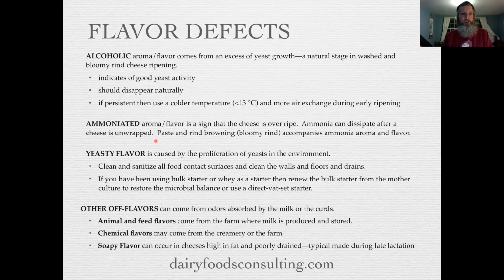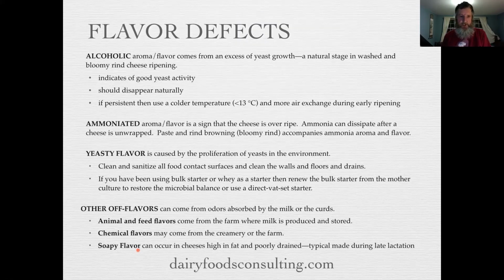Ammoniated is, of course, the sign of a cheese that's getting over the hill. Yeasty flavor may have to do with sanitation, but here's an interesting thing too, that when you're using whey as a starter, which is very common in France with lactic cheese making, yeast grows really well in whey, so that could be something to look at. And then finally, we have a few other off flavors that can occur. So I've tried to just nail the major ones for you all to think about.